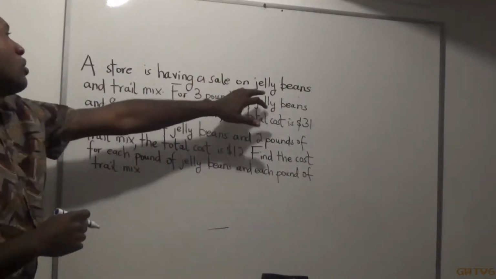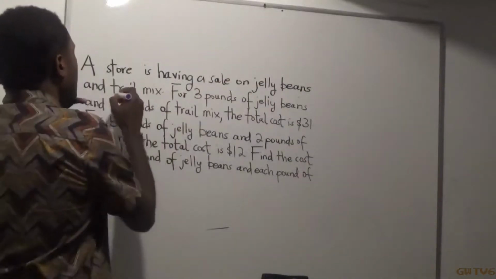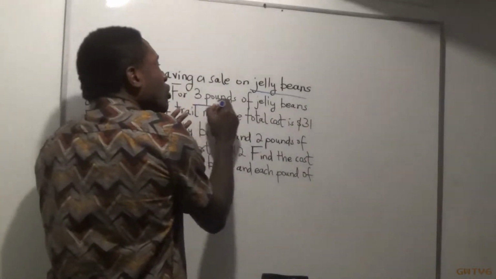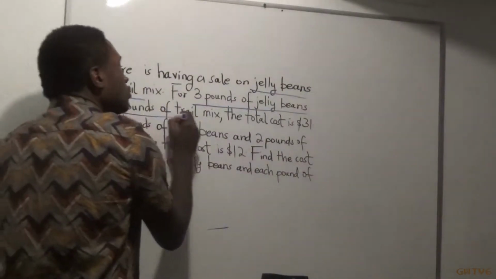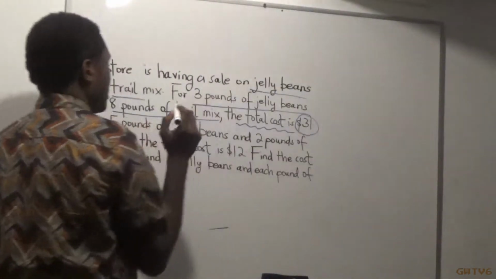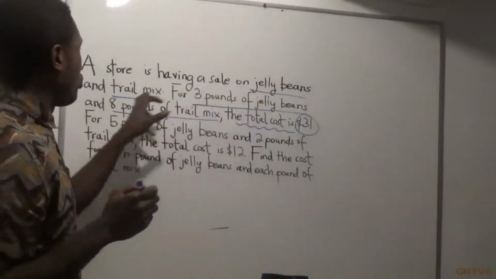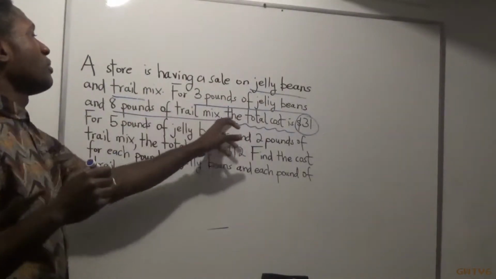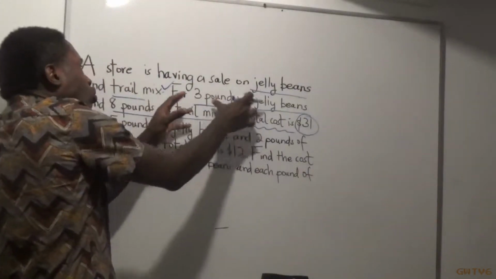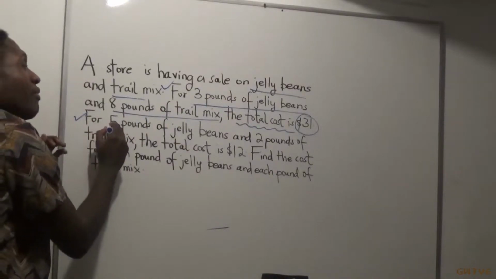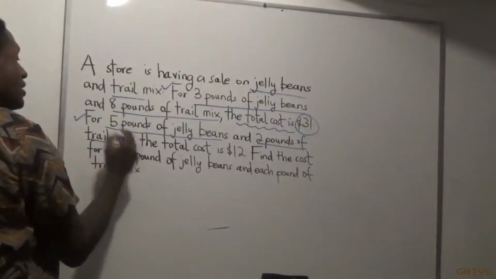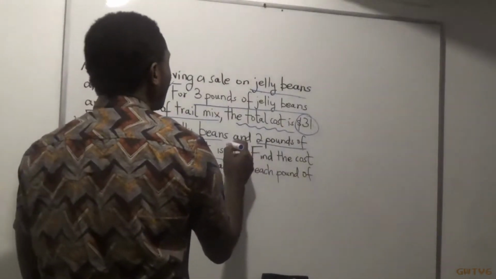there's a sale going on, these two right here, jelly beans and trail mix. And they talked about the fact that for 3 pounds of jelly beans and 8 pounds of trail mix, the total cost is $31. And they talked about those two again right here. This time for 5 pounds of jelly beans and 2 pounds of trail mix, the total cost is $12.